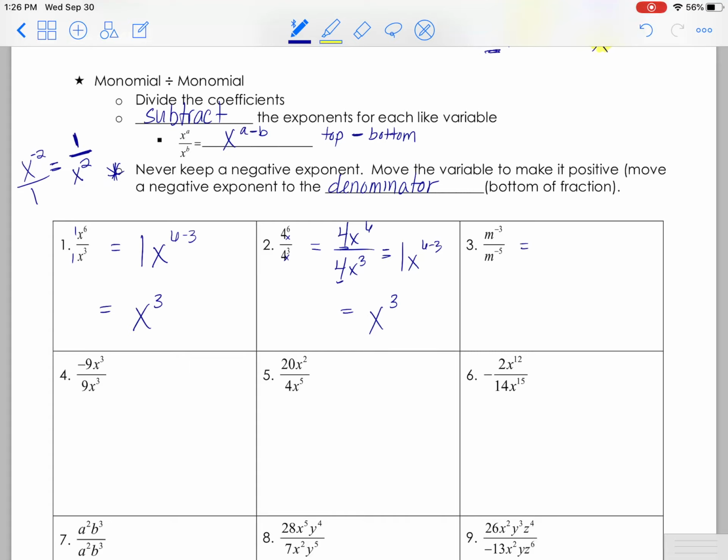So this one here is going to be m to the negative 3 minus a negative 5. Okay, our rule is still we're subtracting those exponents. So this is the same thing as saying m to the negative 8. So because negative 3, you're just kidding, it should be positive 2. So there you go.